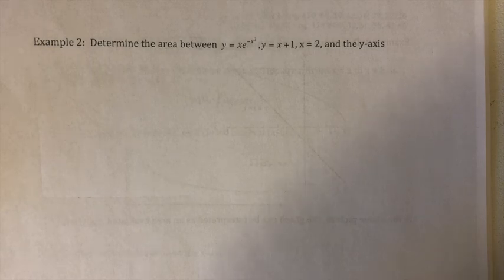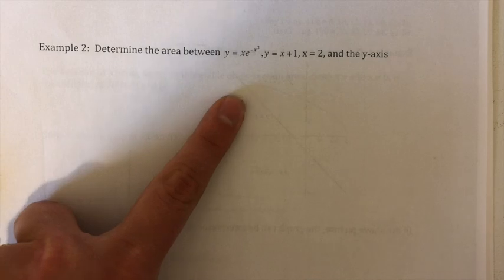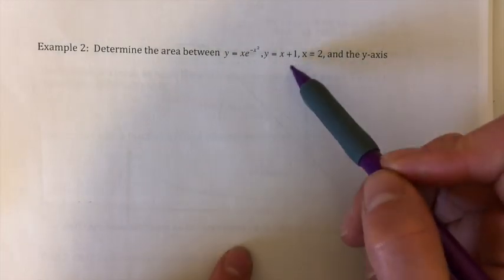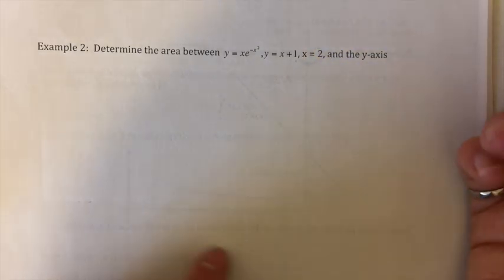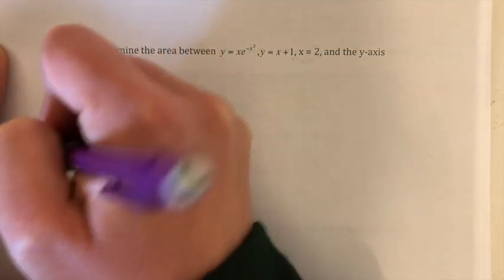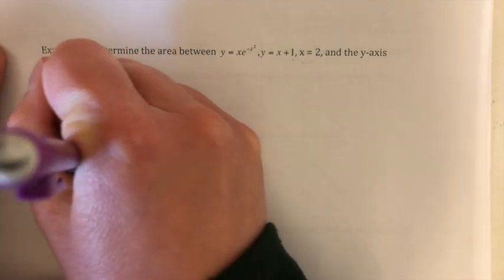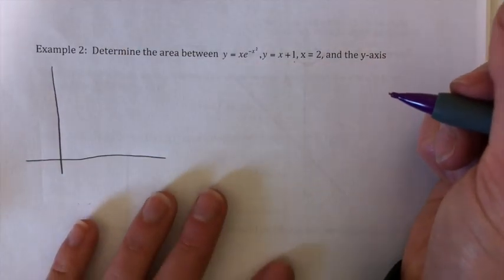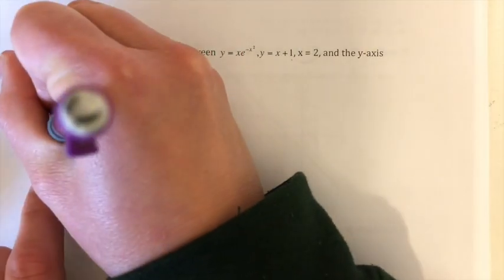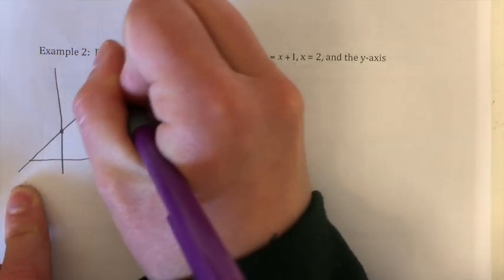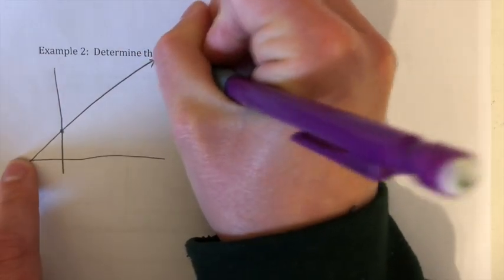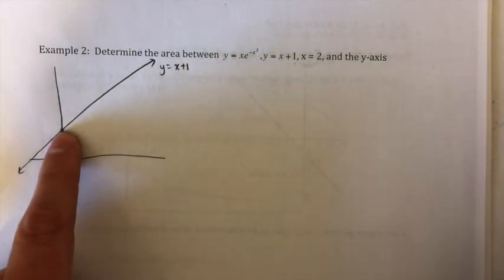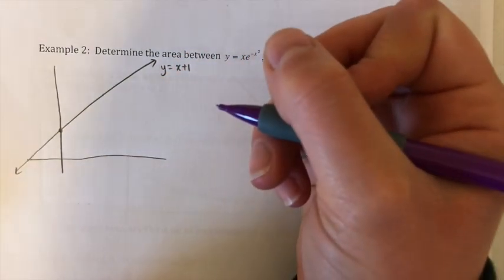The next example is determine the area between y equals x times e to the negative x squared, and y equals x plus 1. And then our other boundary is x equals 2. So I'm going to draw out the first couple and we'll talk about why we need that other one. So y equals x plus 1 is just a straight line like that. So there's our y equals x plus 1. Our intercept is up at 1 and our slope is 1.